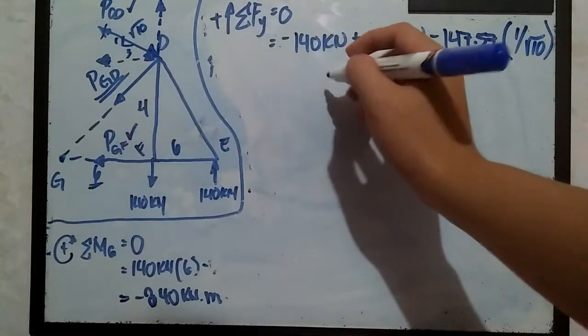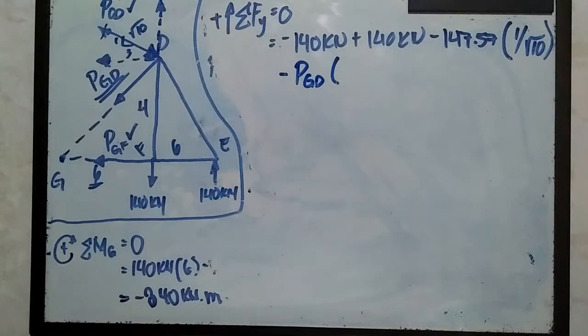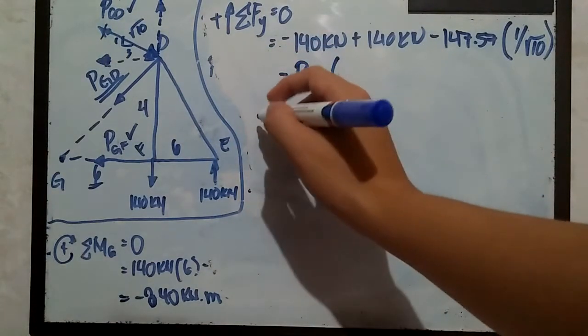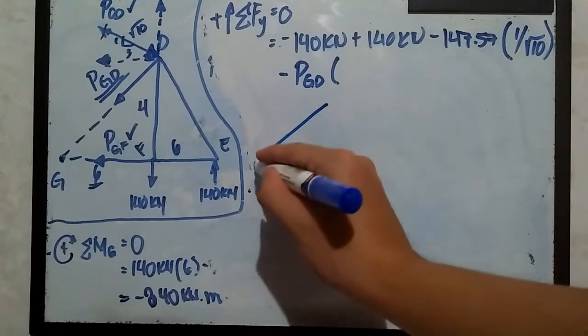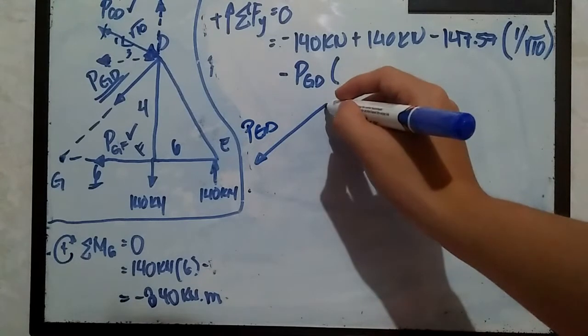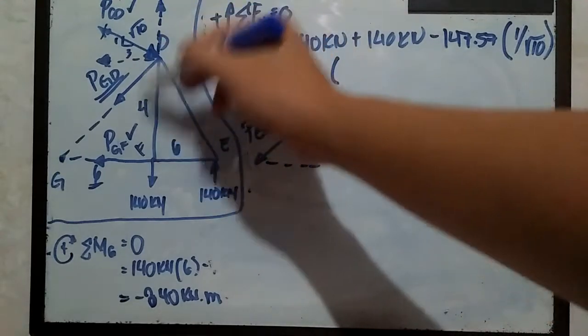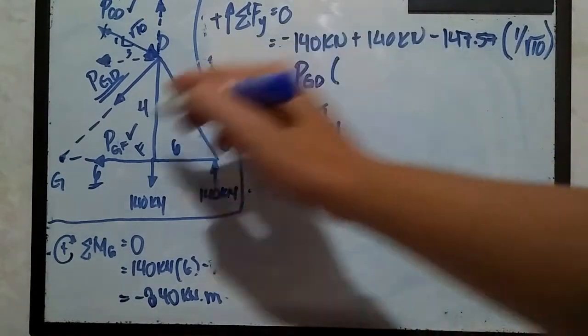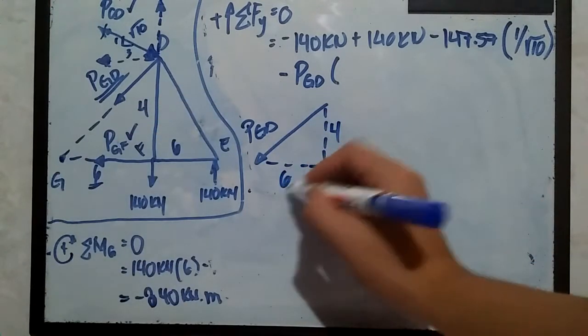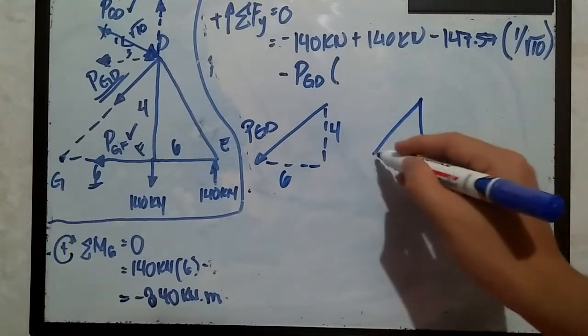And we have P sub GD. Let's assume that it is in tension. So that should be minus P sub GD. And then the question here is, what would be the slope? For the slope of this one, I'm just going to draw it here momentarily. So if this is the resultant, P sub GD, we have here the y and the x. The vertical distance is about 4, and the horizontal is about 6. Let's draw the right triangle. It looks like this.